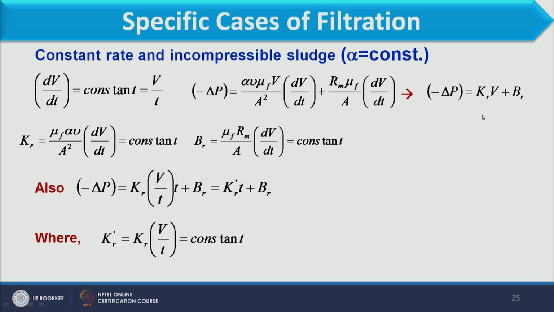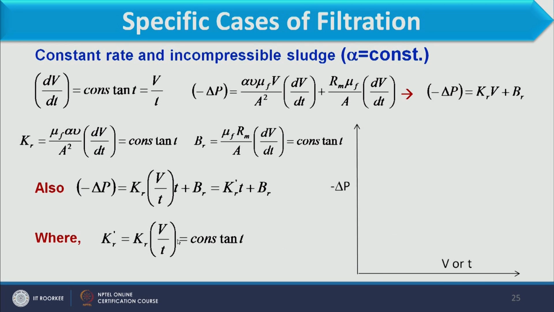Further, here we have Kr V plus Br. When we divide and multiply this V with time, it becomes V by T into T. So V by T would be a constant. Collecting these constants, that is Kr and V by T, we have denoted another constant, Kr dash, into T plus Br. So here you see we have pressure drop with respect to volume when we have not considered T, and pressure drop with respect to time when we have considered V by T.